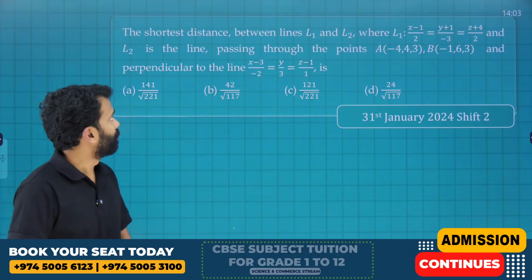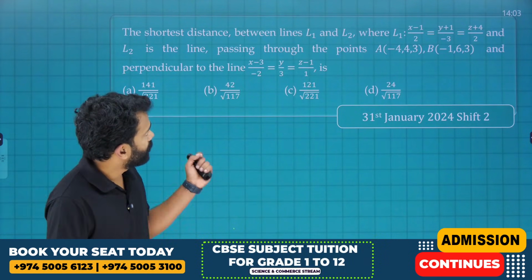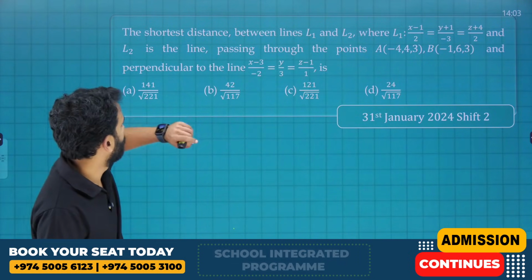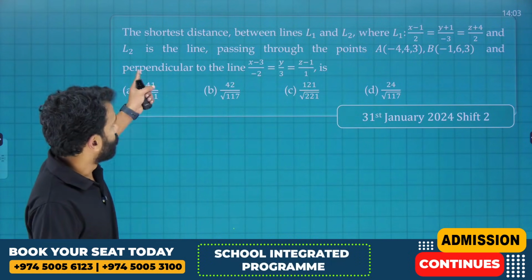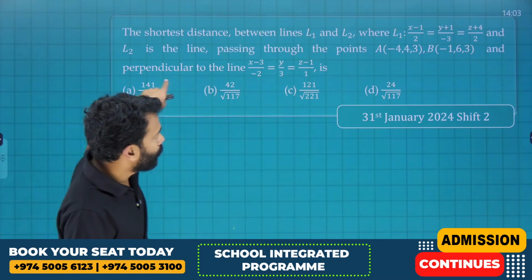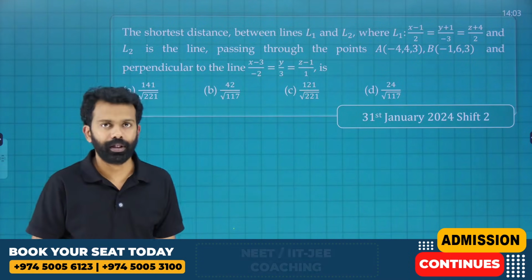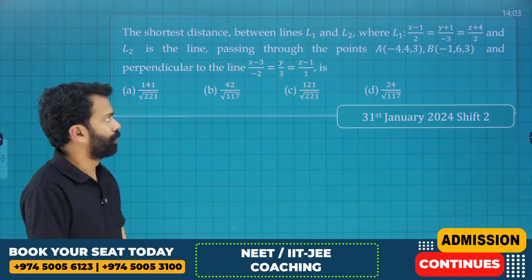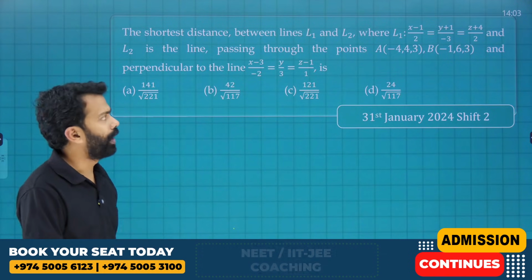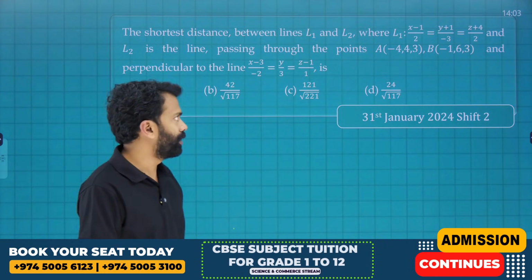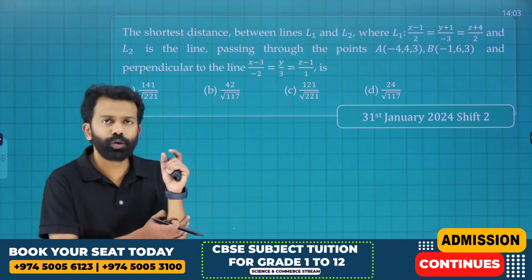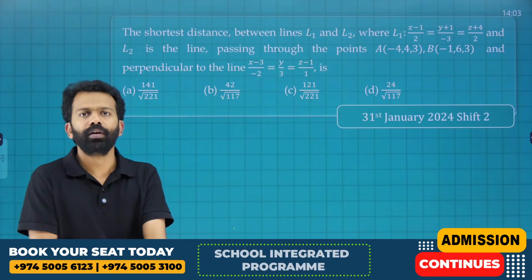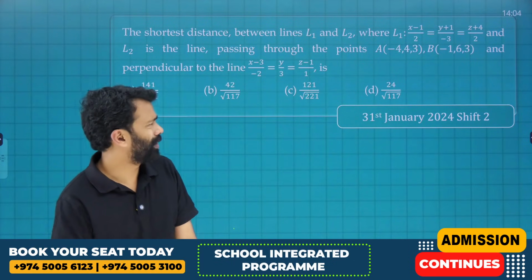Our very next question. The shortest distance between two lines L1 and L2, where L1 is given. And the data about L2 is given: L2 is passing through 2 points A and B, and is perpendicular to this line also. So basically, we need to find the shortest distance between L1 and L2, where L1 is given directly, L2 we need to formulate, then apply the skew distance formula to get the final result. That's a very easy question.